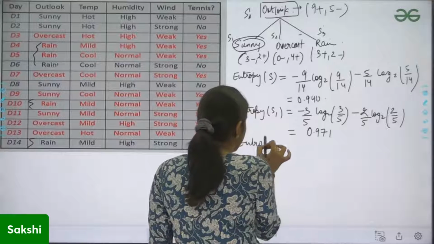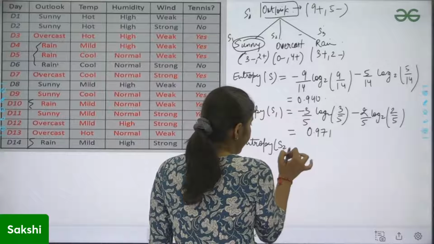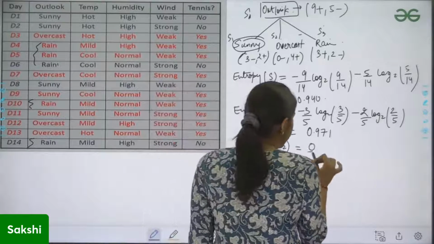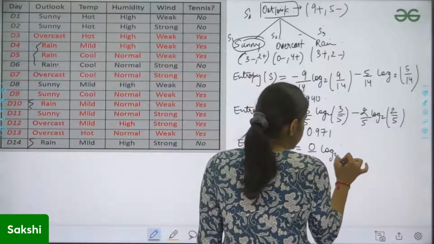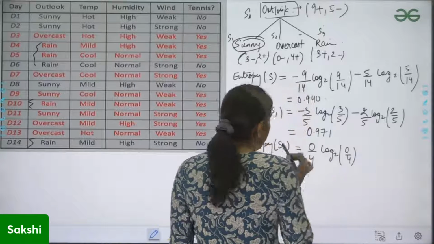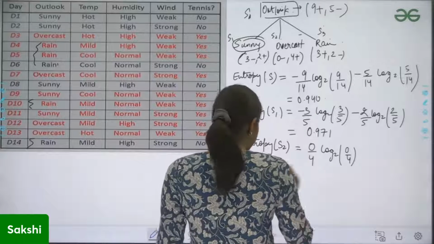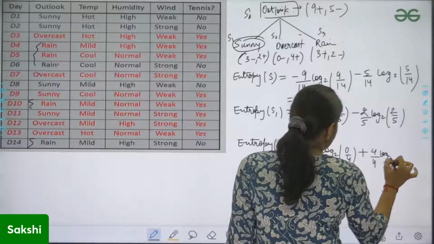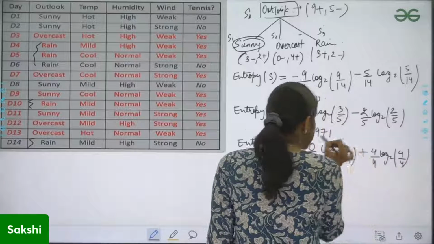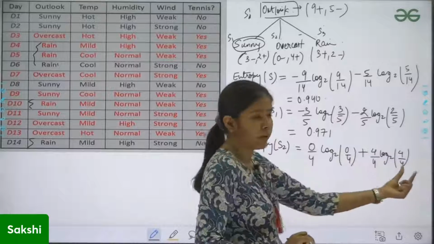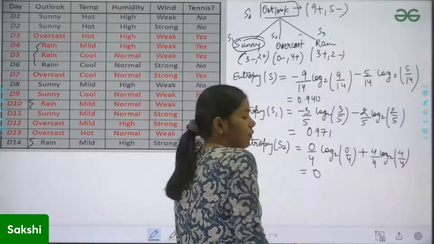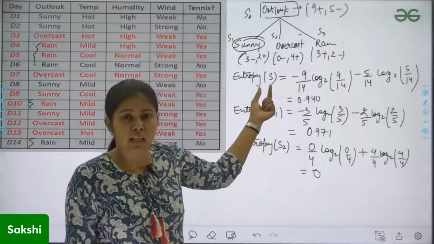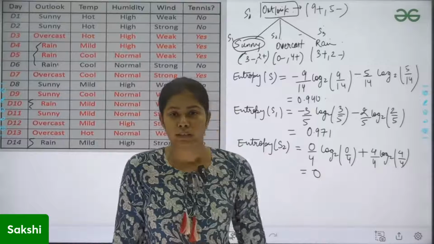And you would find out entropy of S2. What would be the value of entropy of S2? Because 0 negative, 4 positive, it would become 0 by 4 log to the base 2, 0 by 4, plus 4 by 4 log to the base 2, 4 by 4. This whole term would become 0, because this is 0, and log 1 would become 0. So you will get entropy of S2 as 0, because we have 100% positive and 0% negative. So that's why we have 0 impurity in this case.